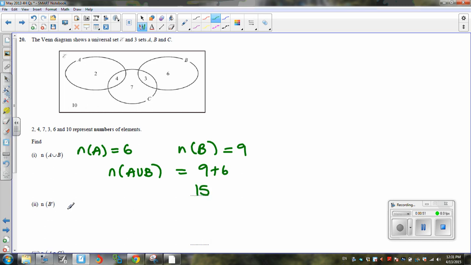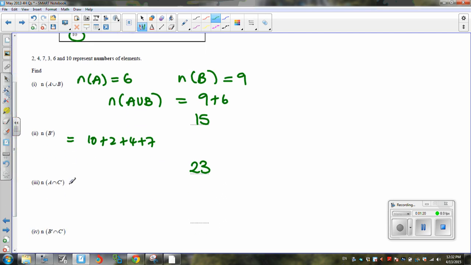Okay, n of B dashed, well, the B dashed means the complement of set B. So it's everything which is not in set B. Okay, so here we have set B. Everything which is not inside that set is the 7, the 4, the 2, and the 10. So that's not inside set B, which is here. So n of B dashed is just 10 plus the 2 plus the 4 plus the 7, which is 16 and 7, which is 23.